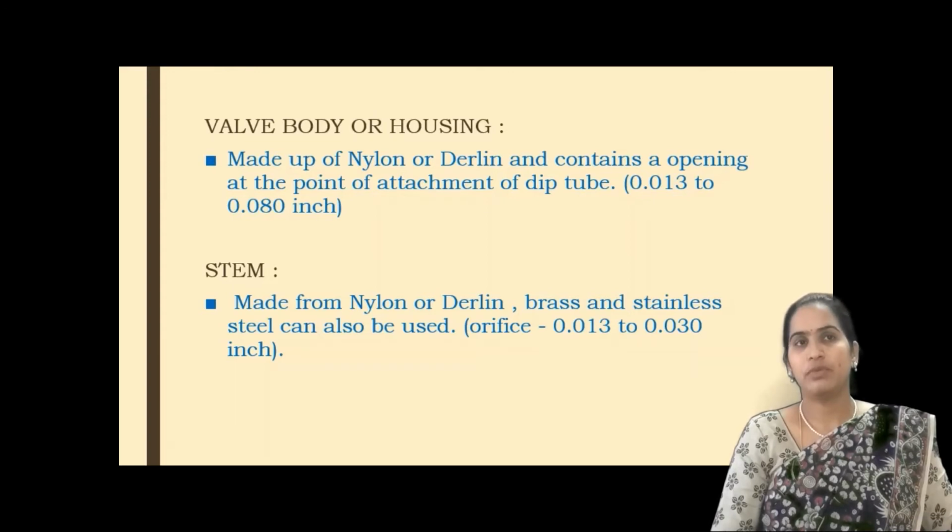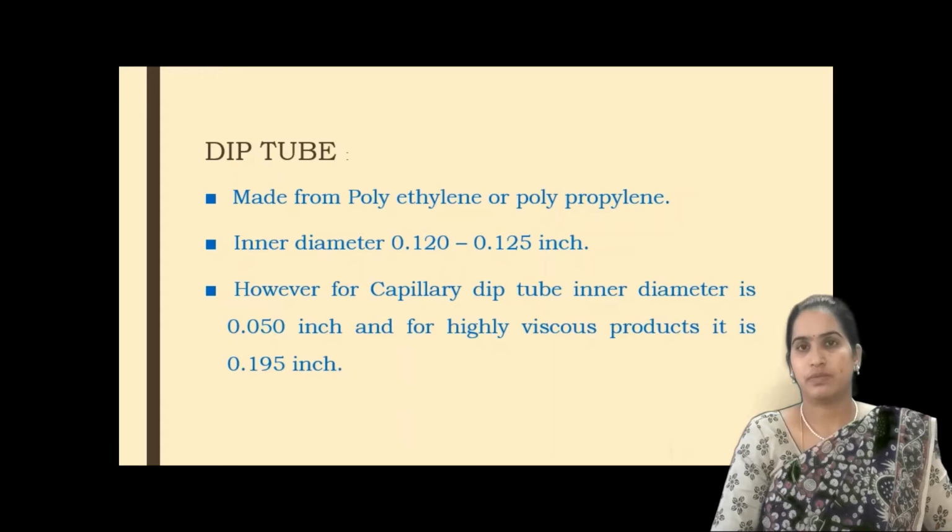Next one, dip tube. The dip tube brings the product from the container to the valve chamber. It is made up of polyethylene or polypropylene. The inner diameter of the dip tube ranges from 0.120 to 0.125 inch, and it depends on the type of delivery, the form of delivery, and also the viscosity of the product concentrate.